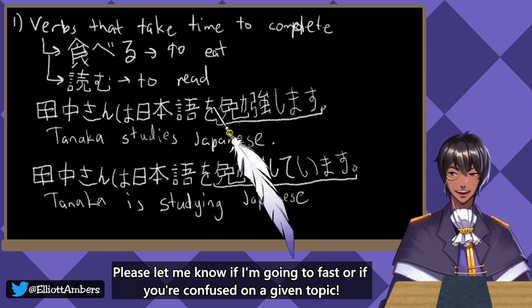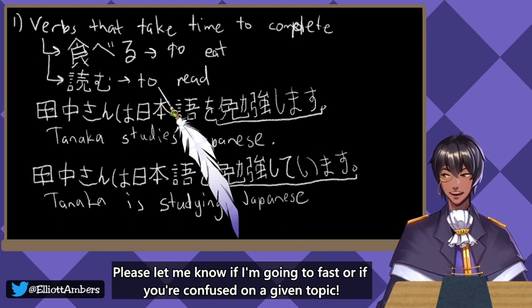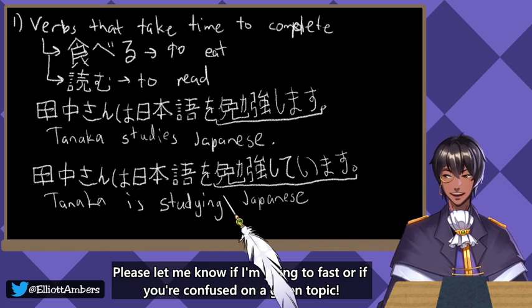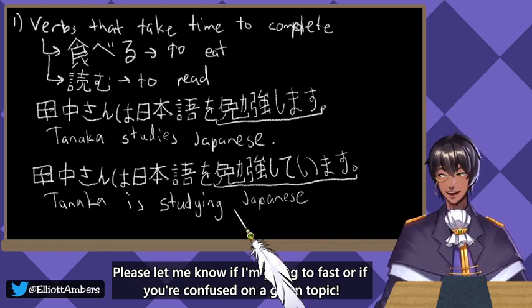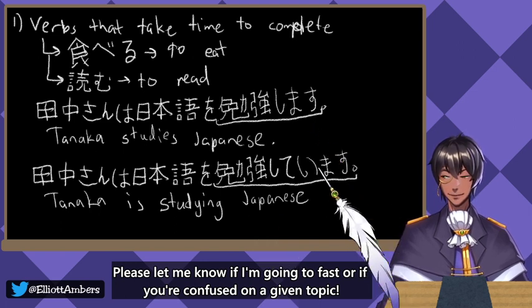Maybe Tanaka has a Japanese test coming up and he went to his dorm to study. Someone would ask what Tanaka's doing. You would say, Tanaka-san wa Nihongo o benkyou shite imasu. That right now, at this moment, Tanaka is studying Japanese. That's the difference between these two sentences.